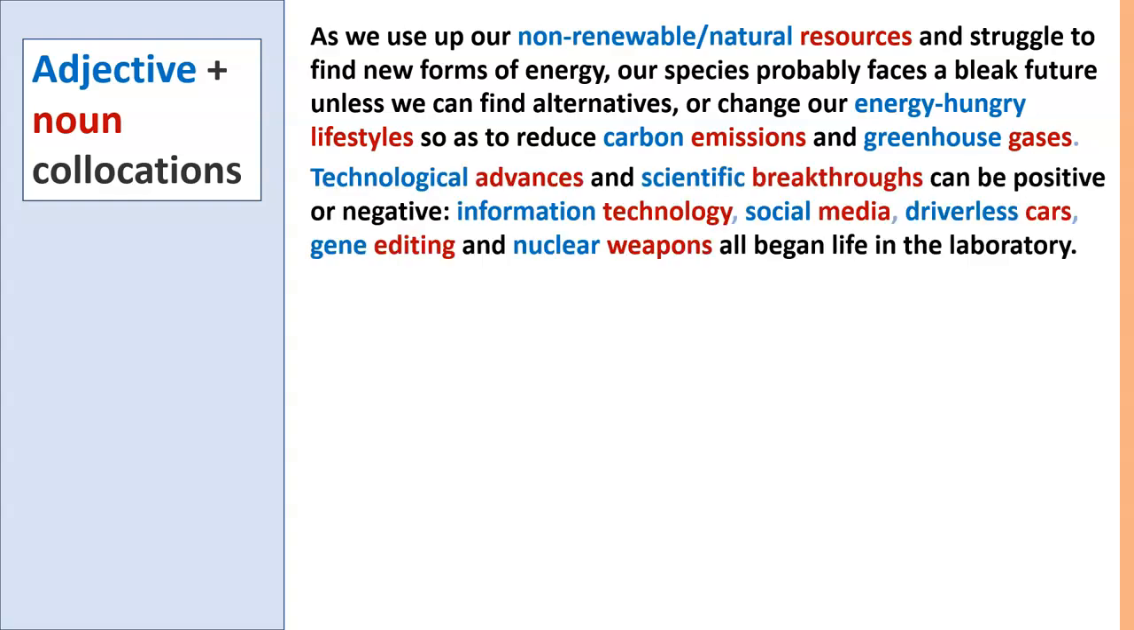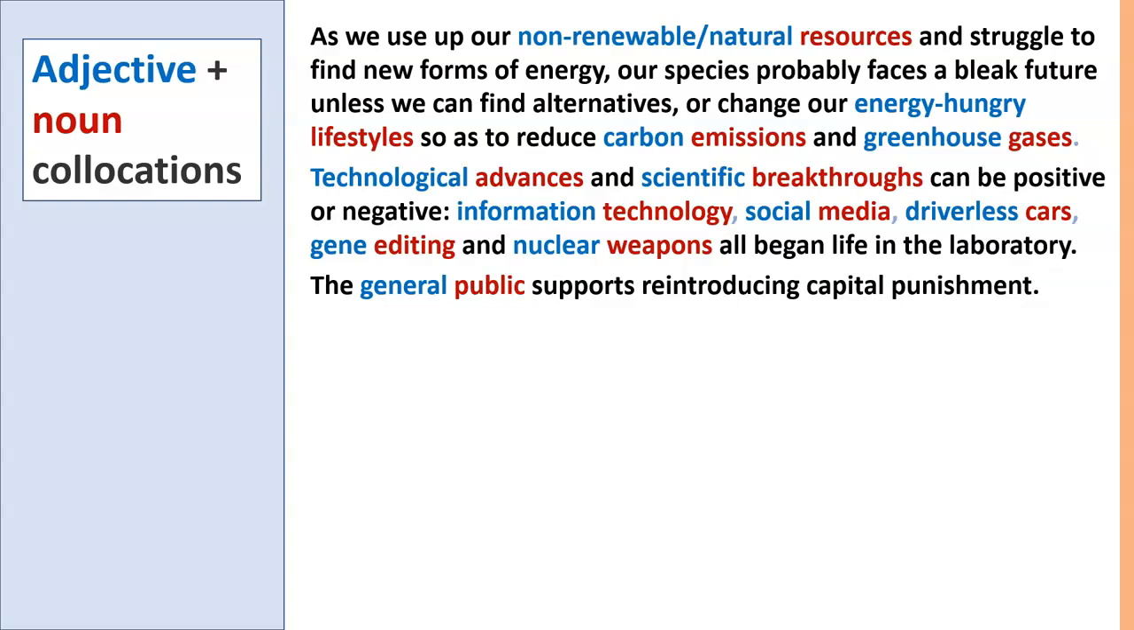We can refer to technological advances when we have computers which are able to do things which couldn't be done before. Scientific breakthroughs when we make progress in science. Information technology, so all progress to do with computers. Social media, which I imagine you're aware of, as well as driverless cars. And gene editing, the process of changing the DNA, the genetic material inside a living thing, to improve it in some way. We can also refer to nuclear weapons, so lots of science-related collocations there.